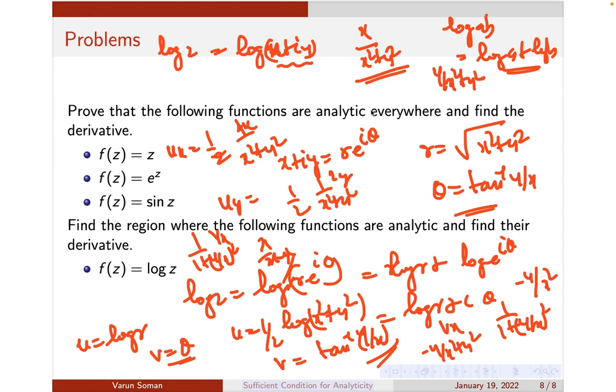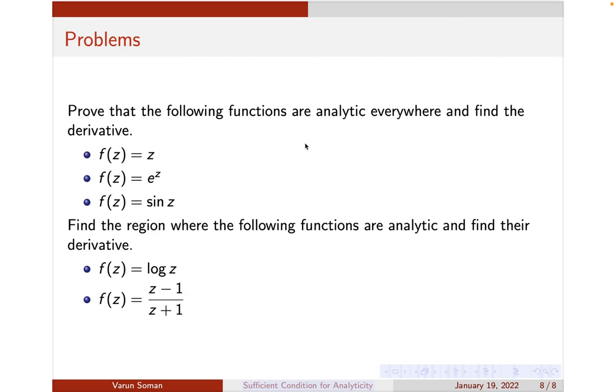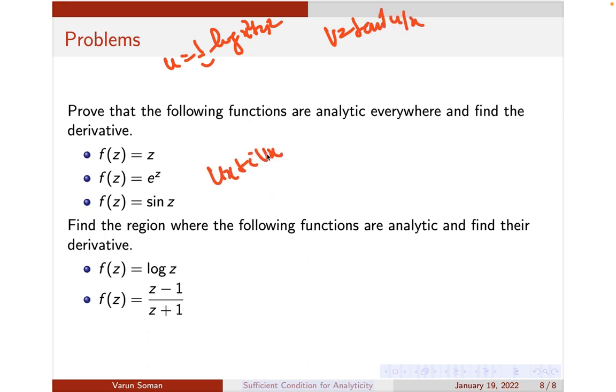Similarly, you can find out the derivative also. Derivative is actually ux plus i vx. So please write down what is ux. Your u was 1 by 2 log (x square plus y square), and your v was tan inverse y by x. So derivative is ux plus i vx. Ux is actually 1 by 2 into 1 by (x square plus y square) into 2x, so it is x by x square plus y square.